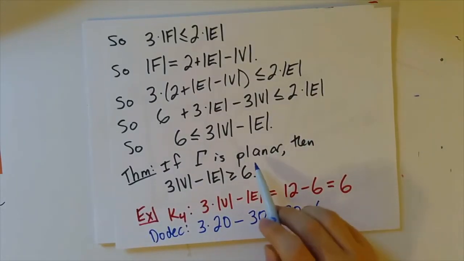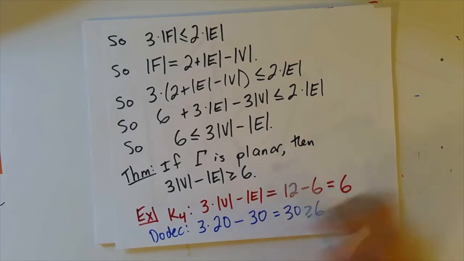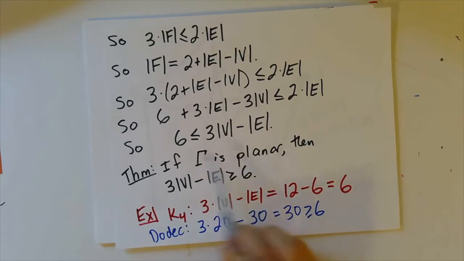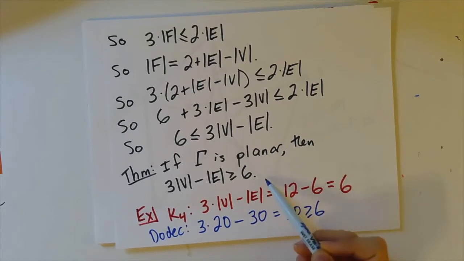We don't know that the converse of this theorem is true. So we don't know that if this is greater than or equal to 6, then the graph is planar. Certainly we did not prove that. We started in our proof with assuming the graph was planar, and we got this.